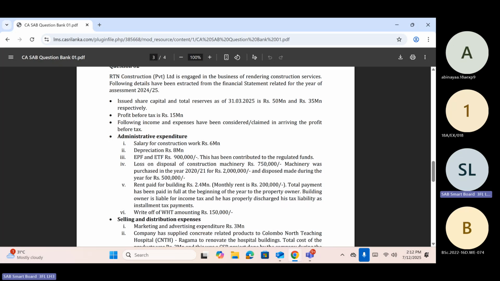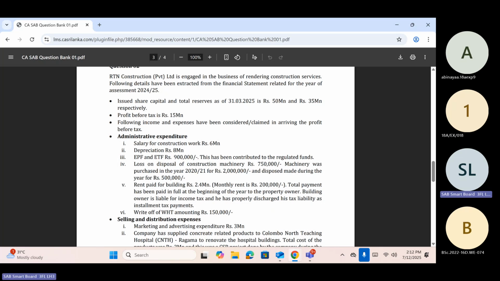It is allowable, so do we need to deduct? No, it has all been deducted. That allowable expenditure was already considered when we arrived at the profit before tax, so we cannot deduct it again. It's deductible, that's fine, but no adjustment is required.